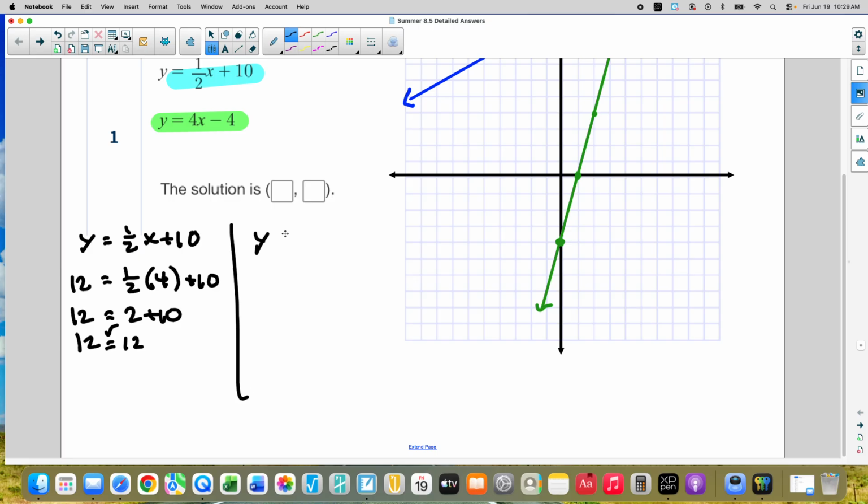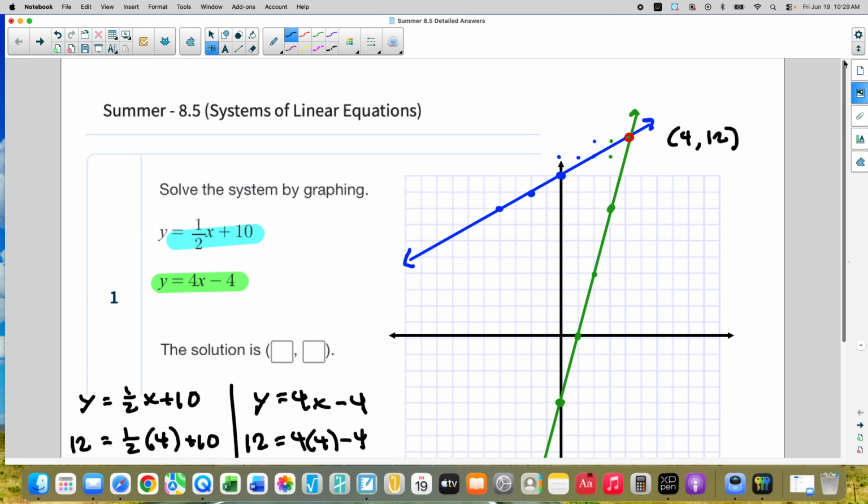Let's take the other equation, y equals 4x minus 4, and plug in those values. 12 equals 4 times 4 minus 4. 12 equals 16 minus 4. 12 equals 12. And that is also a solution. So we know that is correct. My answer to the system is (4, 12).